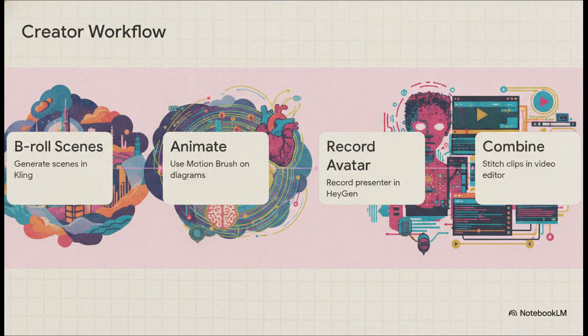And if you want to push this technology to its absolute limit, the docs outline an ultimate creator workflow that is just brilliant. First, you generate all your cinematic B-roll scenes in Kling. Next, animate your diagrams using that motion brush. Then you jump over to a tool like HeyGen to record a perfectly synced presenter avatar. Bring all those pieces into a basic video editor, and boom, you're suddenly producing high-end educational content entirely from a web browser.